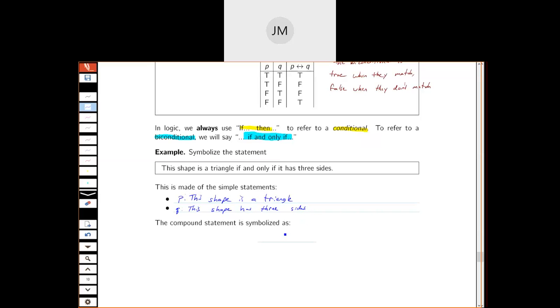Okay, so if I wanted to write this in symbols, I could write P double arrow Q. I would read this as P if and only if Q. And my symbol here is the arrow pointing both directions.